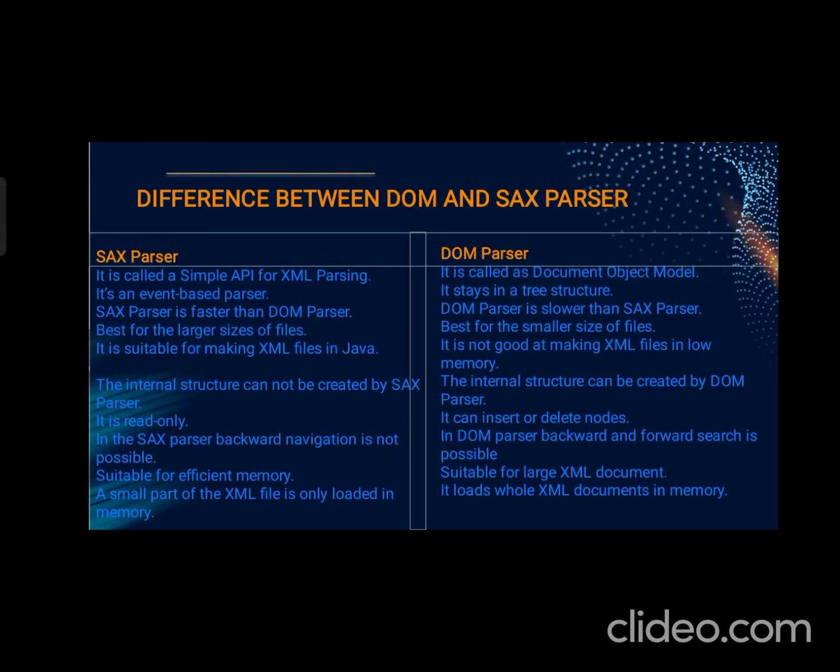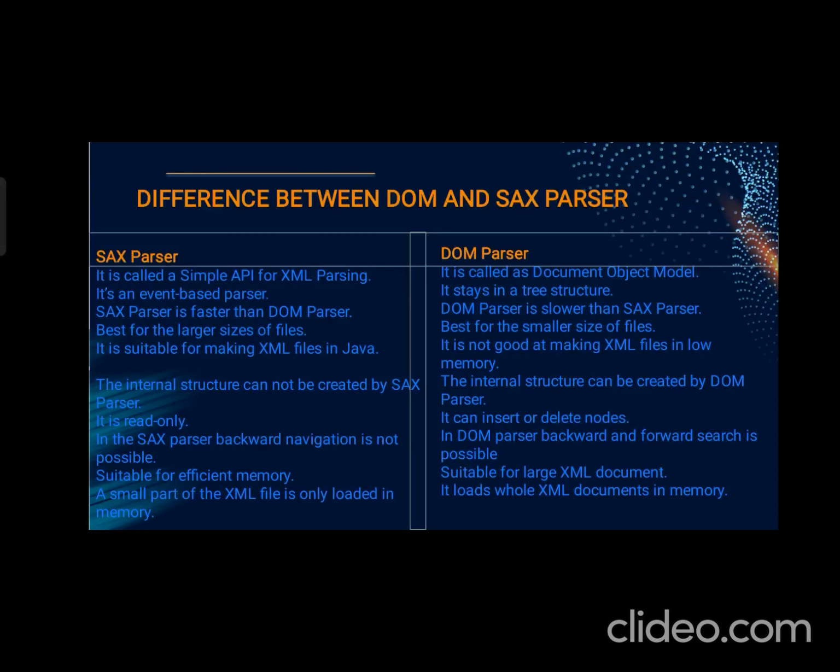Next topic is the difference between DOM and SAX Parser. First point is that SAX Parser is called Simple API for XML Parser, and the DOM Parser is called Document Object Model. SAX Parser is an event-based parser, while DOM Parser stays in a tree structure.